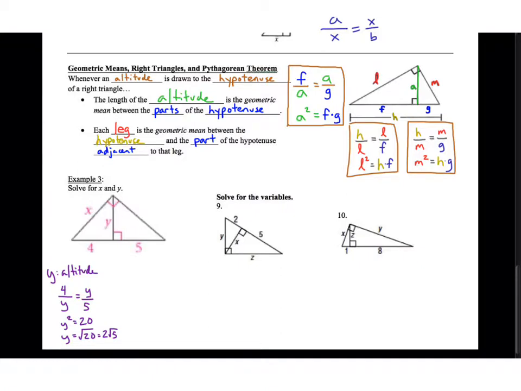Okay? Also, x is a leg. So it is the geometric mean between the hypotenuse, which is all of 4 and 5 together, 9, and the part of it that's closest to it, 4. So x squared is equal to 36, so x ends up equaling 6. Okay? So this only applies in a special case with this altitude in the right triangle. Go ahead and see if you can solve for x, y, and z on 9 and 10. Give it a shot.